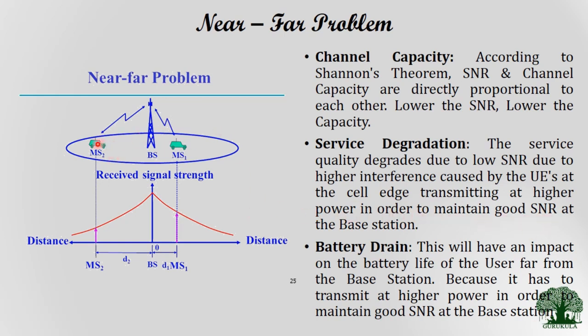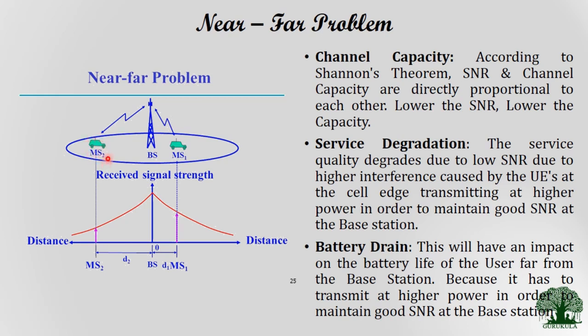In order to maintain a good signal to noise ratio, MS2 is forced to use high power levels to transmit its signals between the mobile station and the base station, and this is what leads to service degradation. Since it is using high power, there will be a battery drain. Each mobile device is powered with a battery pack that we hold in our hands.